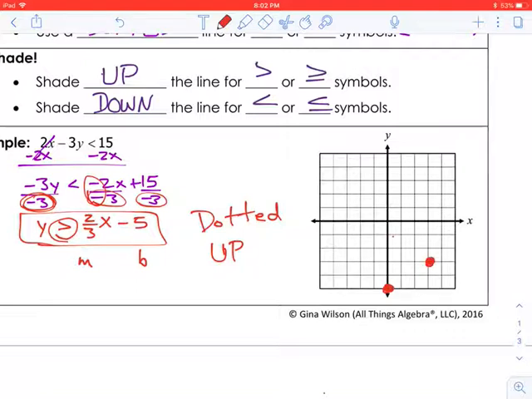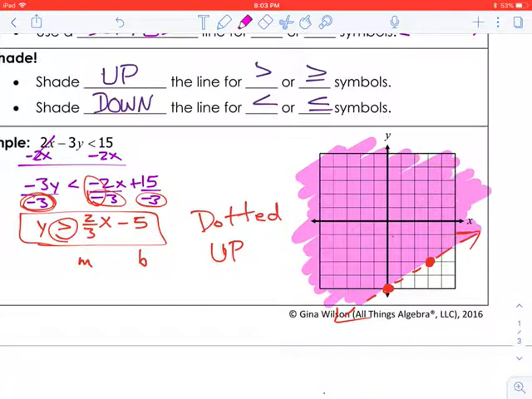There we are. So since it's dotted, I'm going to draw a dotted line. And then I got to shade up. So take my pencil or whatever I'm using and shade above the line. And now I've got that part of the graph shaded. Okay, so that means anything in that shaded part would be a solution. So for instance, 0, 0 is a solution.